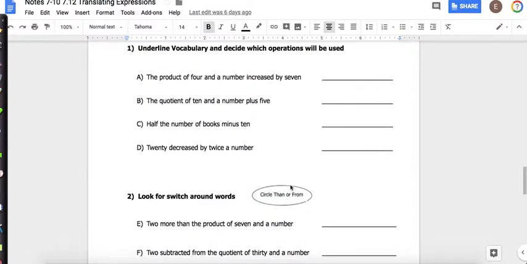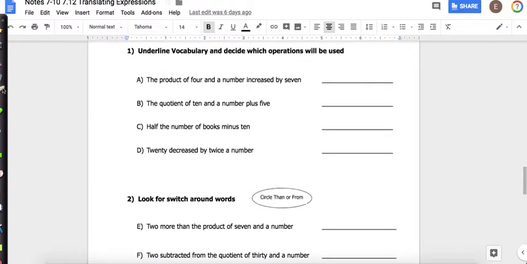So keep that in mind when we're doing these examples. It says underline vocabulary and decide which operations will be used. So the product of 4 and a number increased by 7. Well, product means multiply, so we're multiplying by 4 and a number. We're increasing it by 7, which means we're going to add 7. The next example says the quotient of 10 and a number plus 5. So I know quotient means division, so we're going to write it as a fraction. So 10 divided by n plus 5.